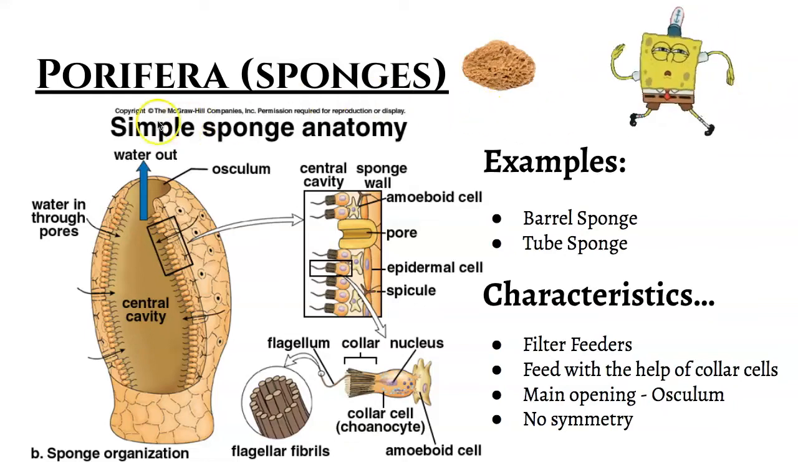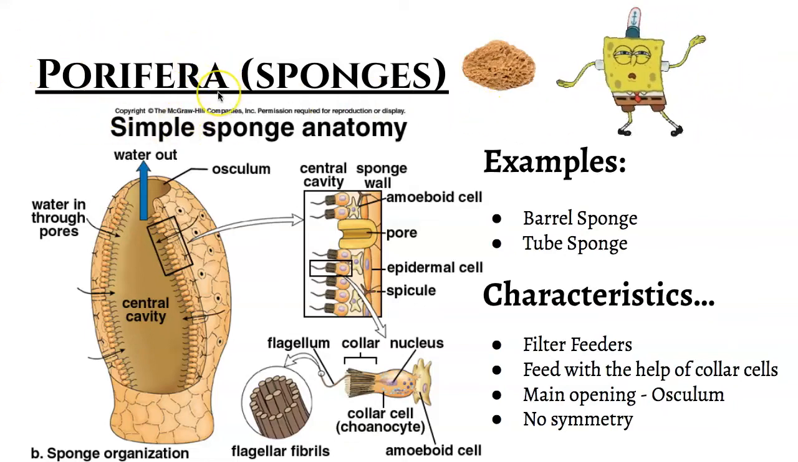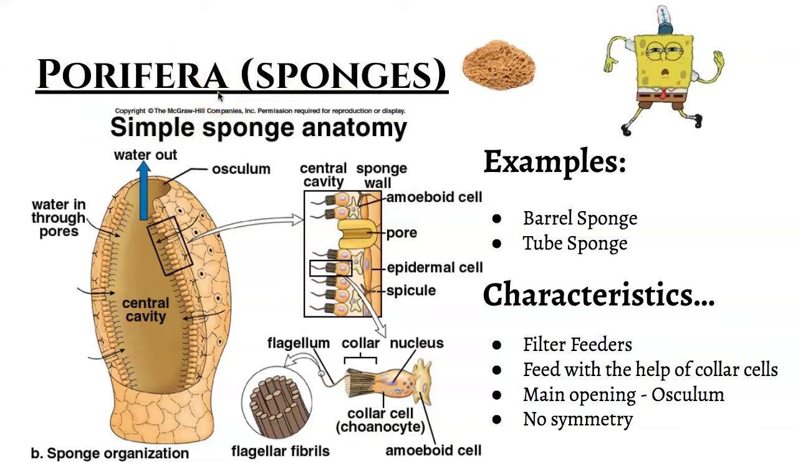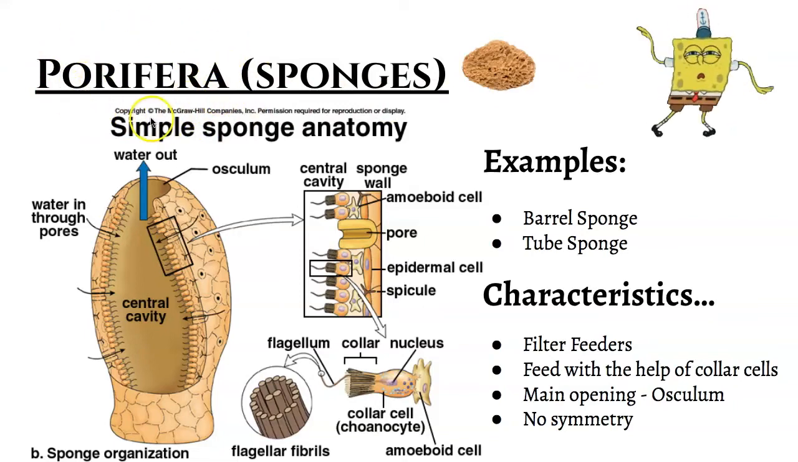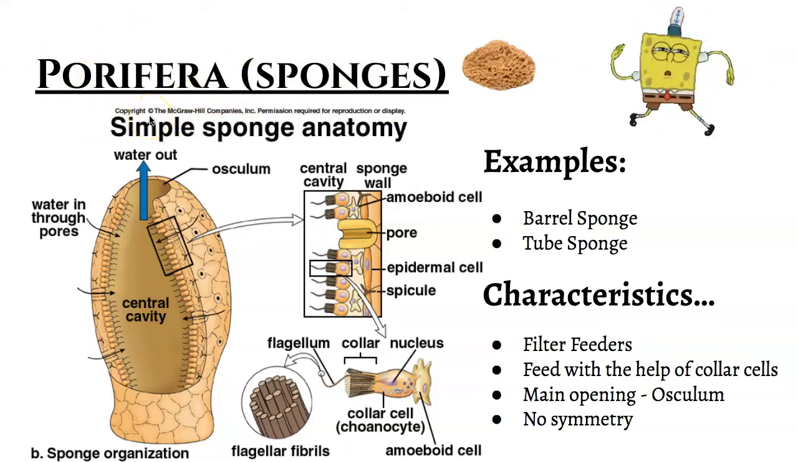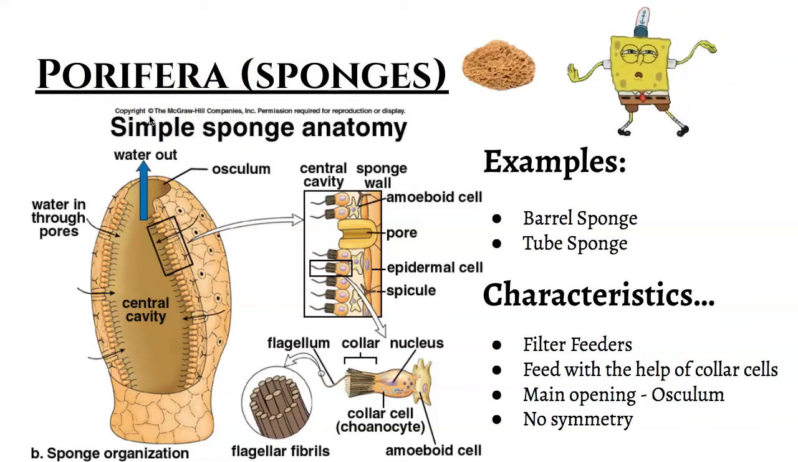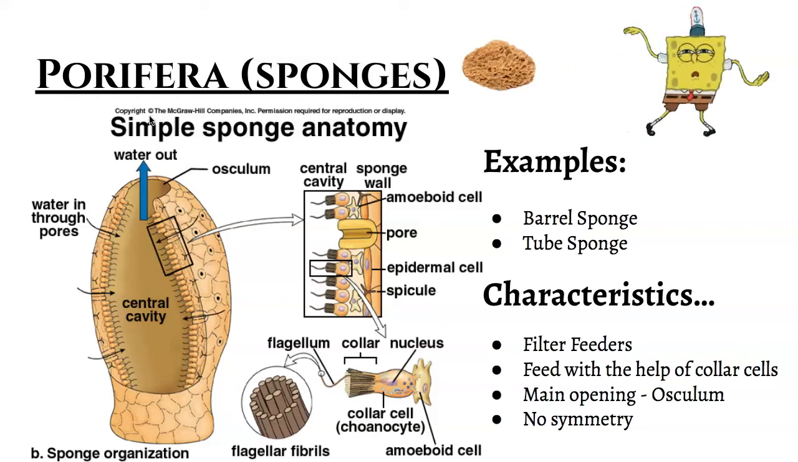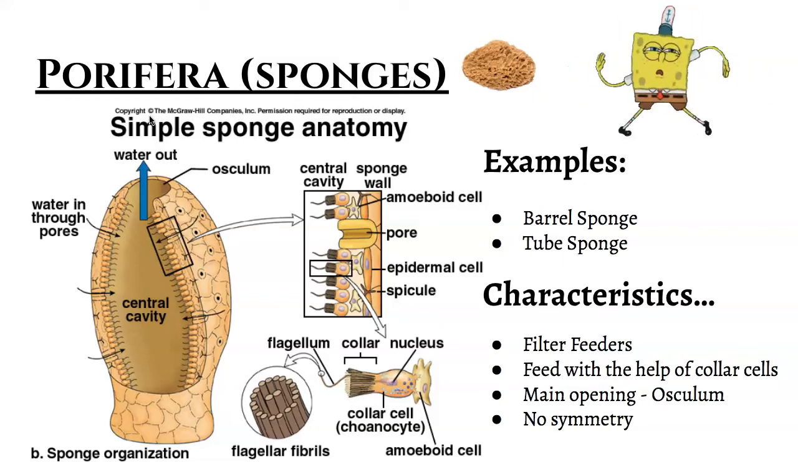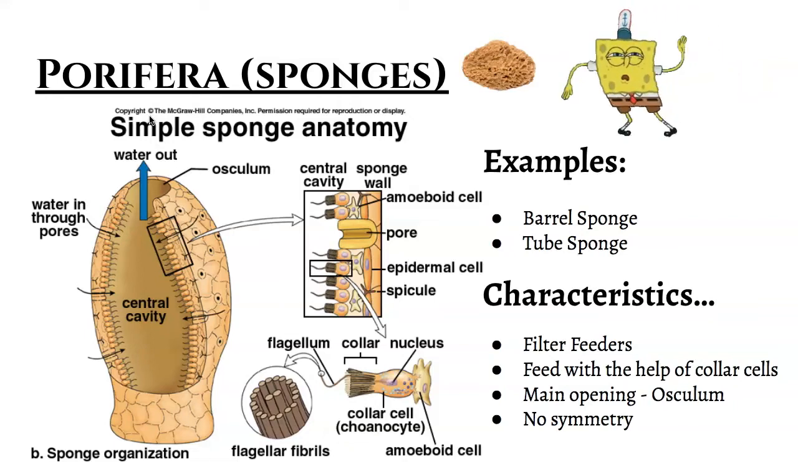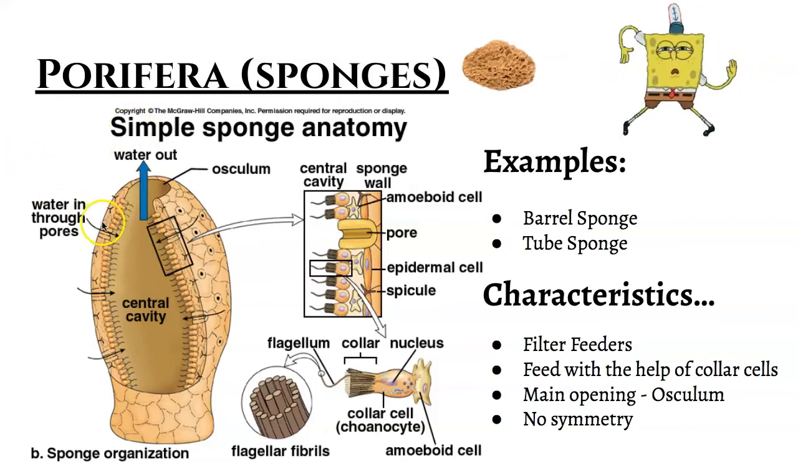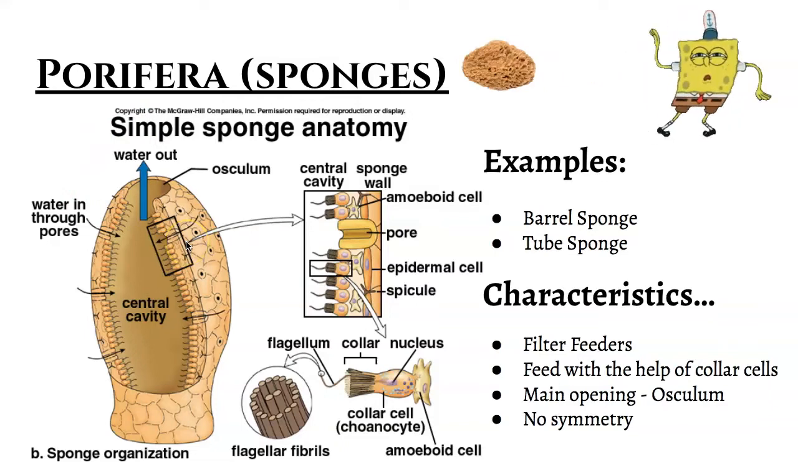Now, this word right here on your papers, the group Porifera, Porifera is its phylum name. If you remember our order of classification, kingdom, phylum, class, order, family, genus, species, phylum is pretty high up there as being very, very broad. And so what that means is that there are lots of different genera and species and families of sponges.